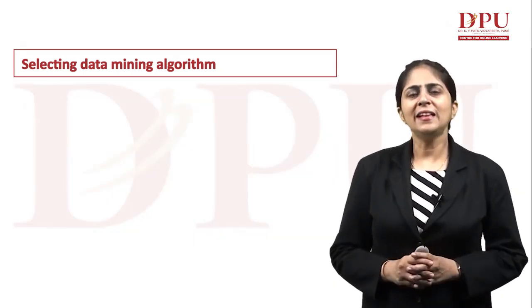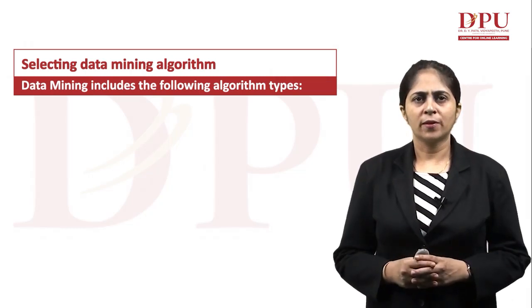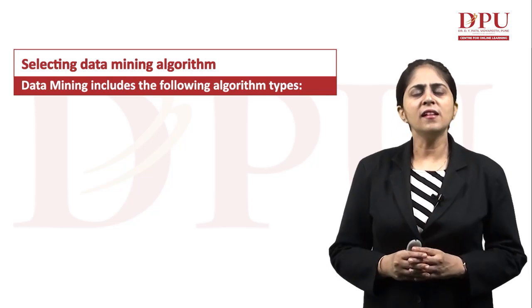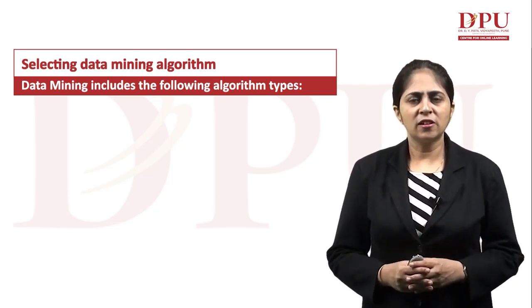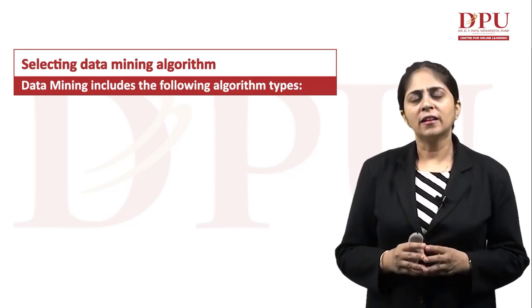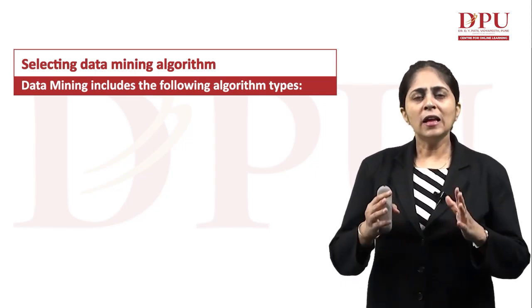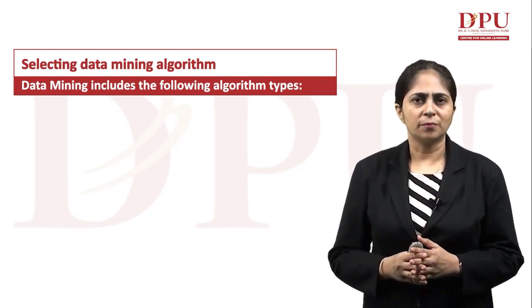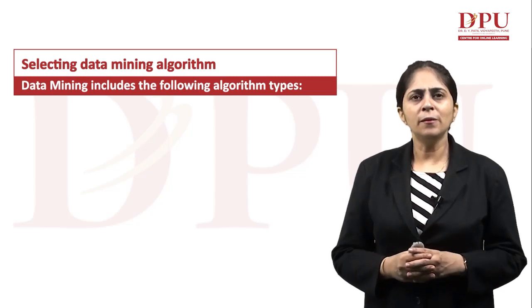So, we basically categorize our algorithms into 5 categories. First is the classification algorithm. Second is the regression algorithm. Third is the segmentation algorithm. Fourth is the association algorithm. And the fifth is the sequence analysis algorithm. Now, these algorithms all perform different functions. So, let us discuss all of them one by one.